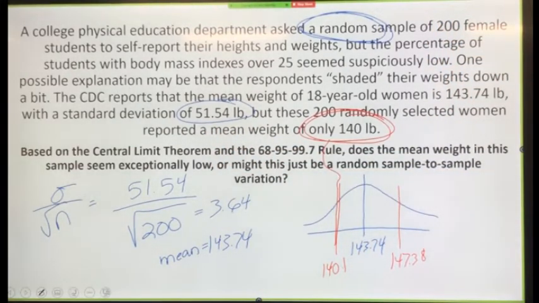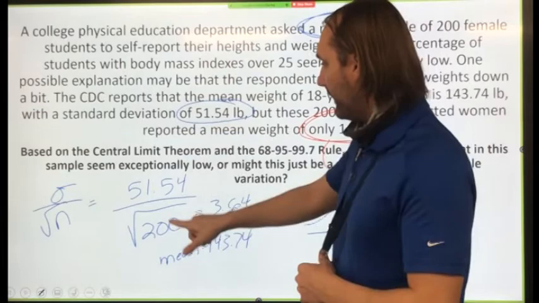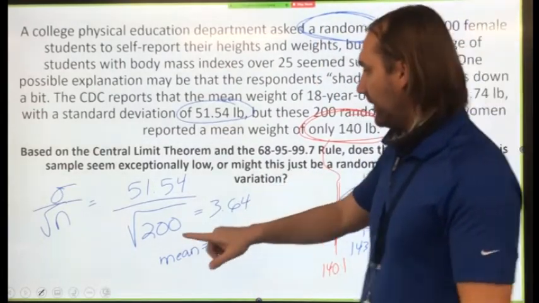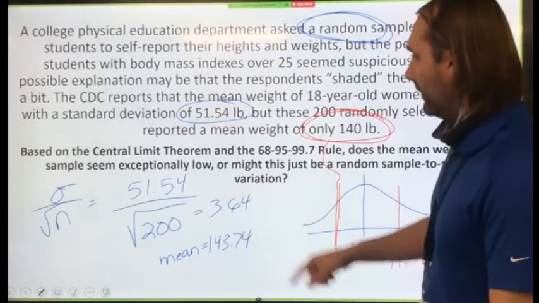So with central limit theorem, we're looking at quantitative data. We're looking at where you have a population standard deviation, and we want to find that mean standard deviation. That is the population standard deviation over the square root of the total sample size.